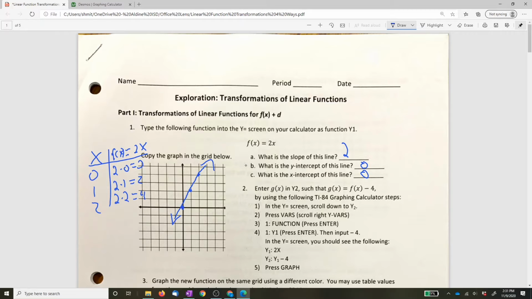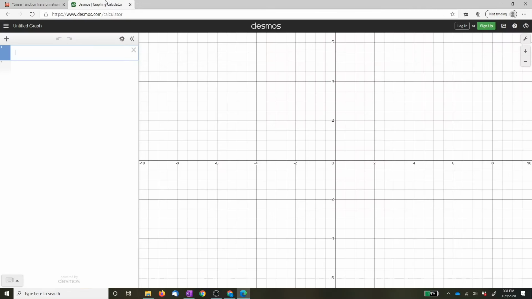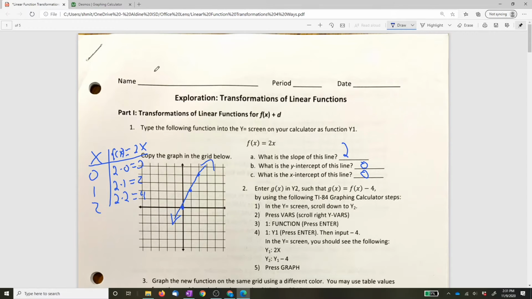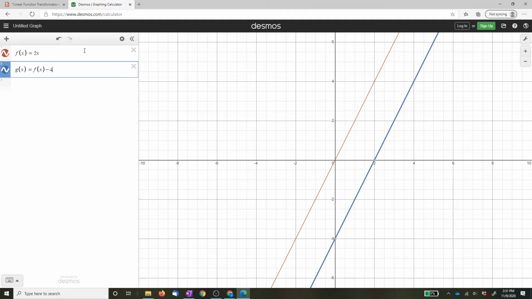Then it says enter g of x, and then do f of x minus 4. So in my calculator, I'm going to do f of x equals 2x. Then I push enter. And then now in my next spot in the calculator, we're going to put g of x equals f of x minus, I think it said 4. Yeah, it says minus 4. And there's a new graph.